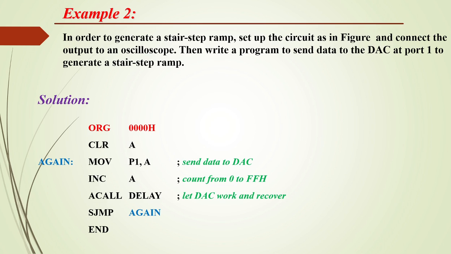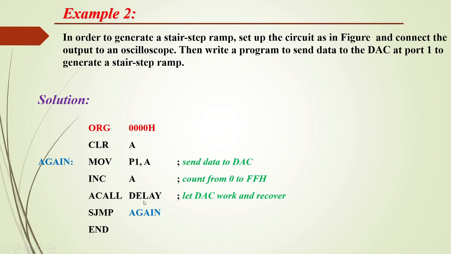So here this is our starting or the initial instruction. That means we are initializing the program at this address. Using instruction clear accumulator, we are making the content of accumulator equal to 00H. Now move P1 comma A. Using this instruction, we are sending the data to the DAC. Now increment accumulator. So after incrementing the accumulator, now the content of accumulator will be equal to 01H. Here we are making the accumulator equal to 0, we are sending this 0 value to port 1, and now again we are incrementing this accumulator.